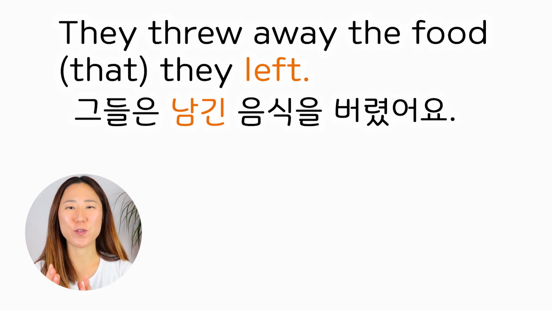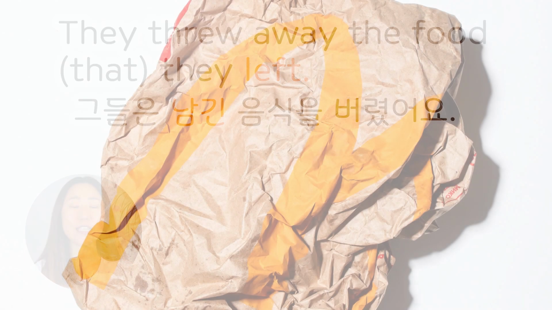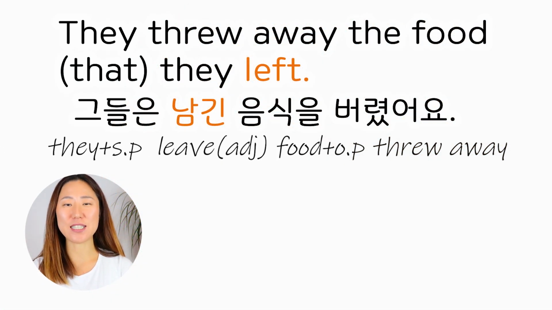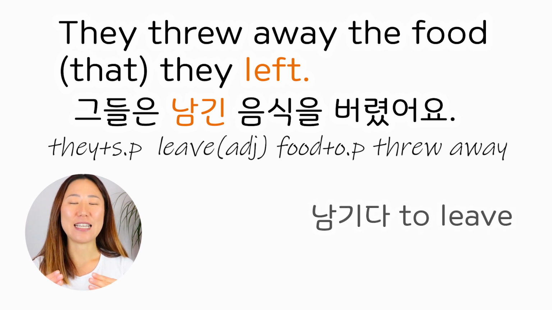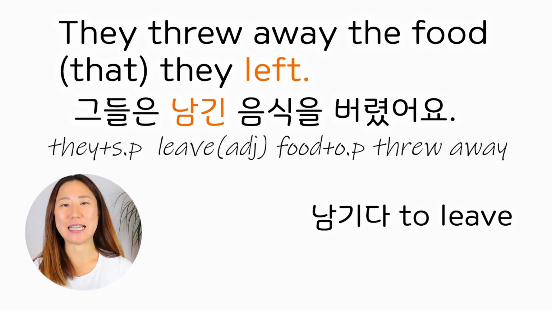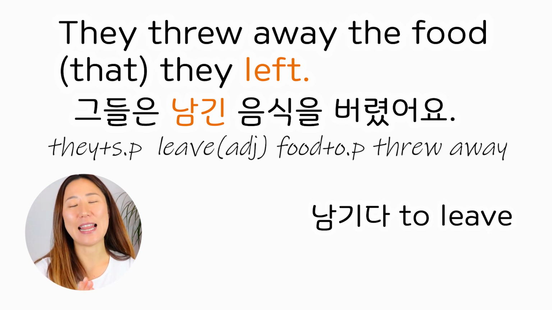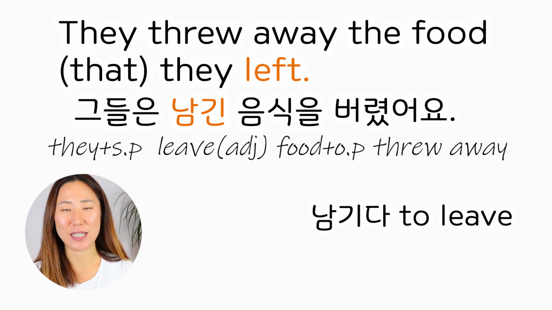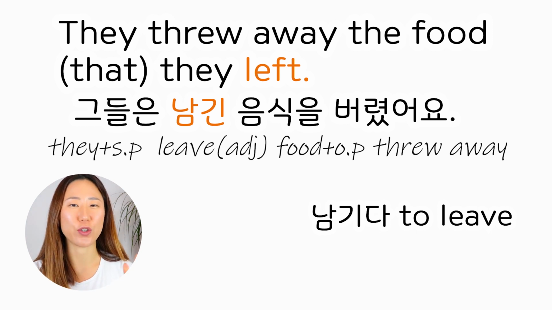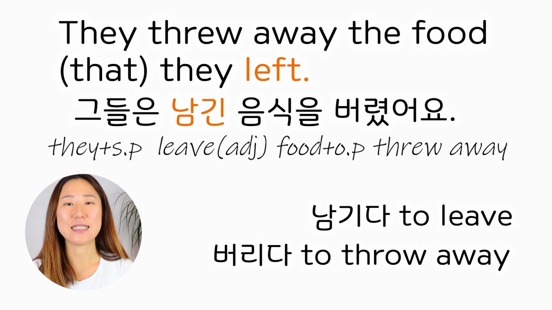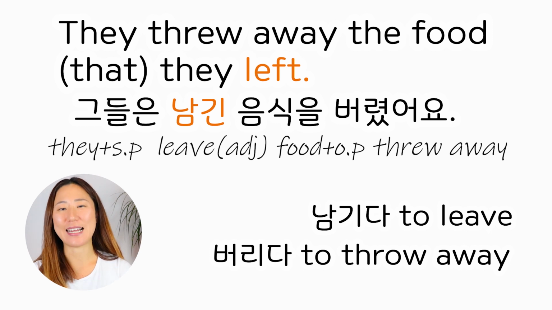They threw away the food they left. 그들은 남긴 음식을 버렸어요. 그들은, they as plural, 은 subject particle, 남긴 is from a verb 남기다, to leave something. Describing 음식, food. So food that they left. 버렸어요. This is from a verb 버리다, to throw away in the past tense. 그들은 남긴 음식을 버렸어요. They threw away the food they left.